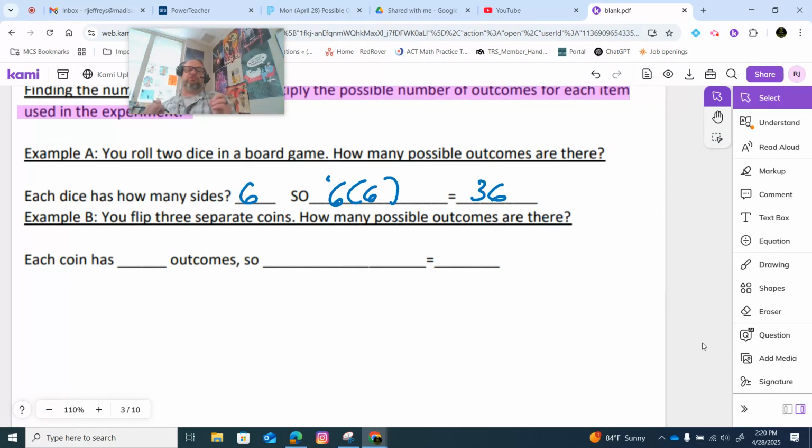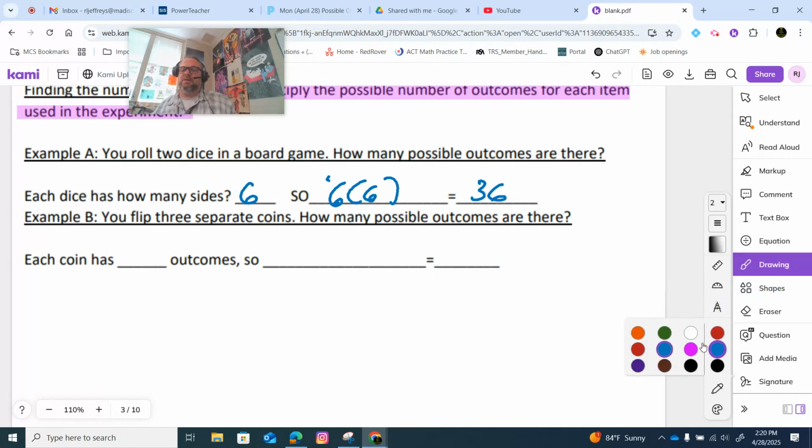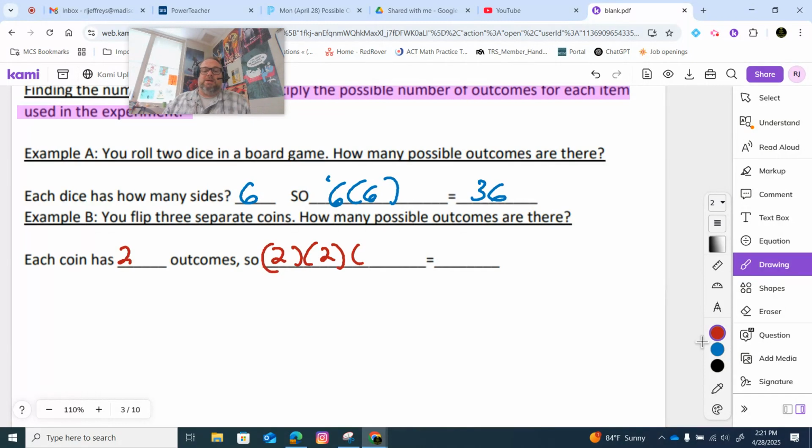You flip three separate coins. Okay. Three separate coins. How many possible outcomes are there? Well, on a regular coin, each coin has two outcomes, heads or tails. Whether it actually has a head or has a tail or it's two sided, you know. So we multiply two, and the second one, and the third one. And yes, we do get eight. Okay.